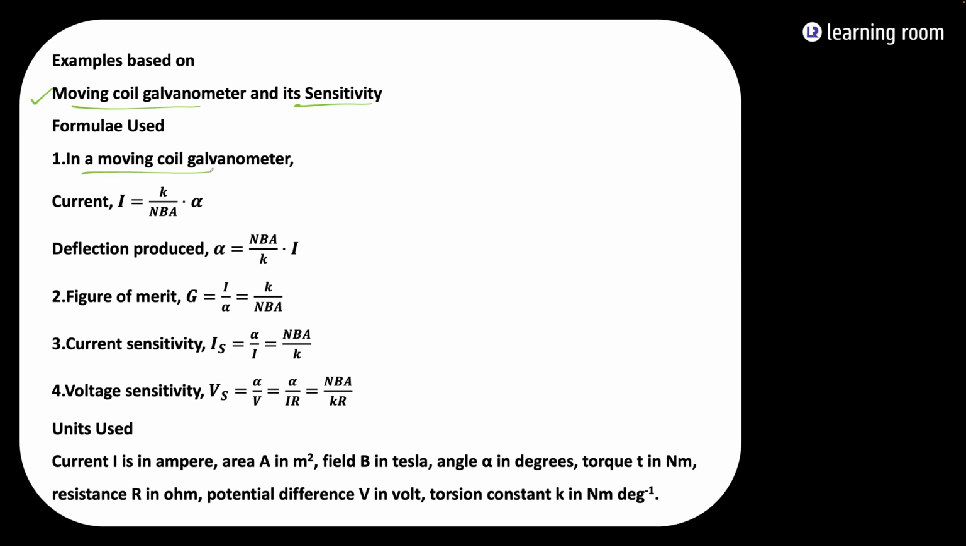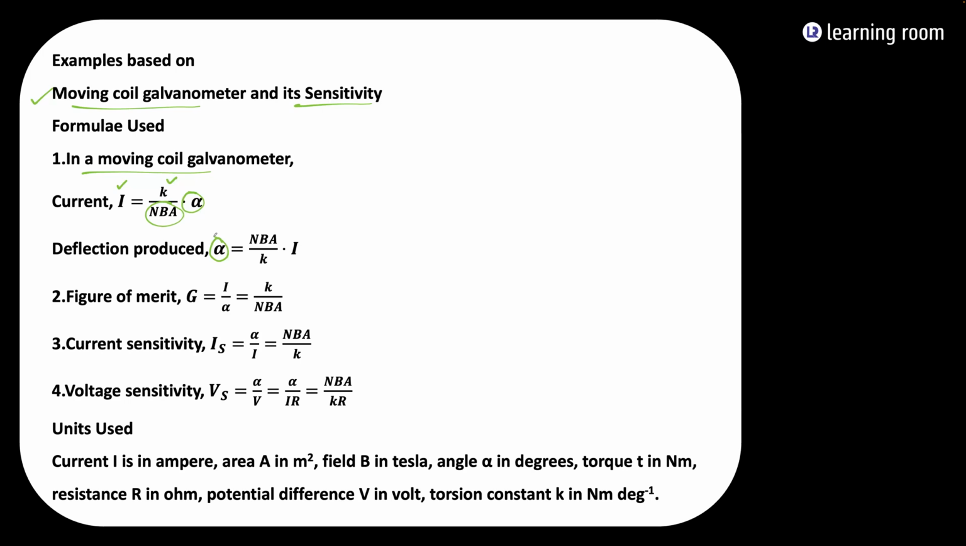First one is, in a moving coil galvanometer, if you want to find the value of current, the current is given by the expression K divided by NBA into alpha, where alpha is the number of divisions the pointer is going to turn. If they ask you about deflection, alpha will be just the reciprocal of this, NBA divided by K into I. Clear with that?